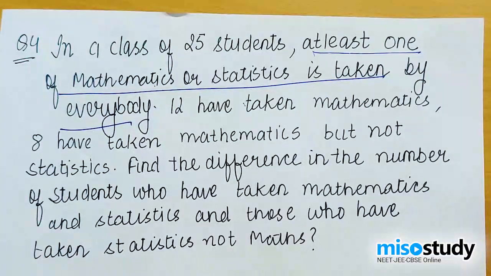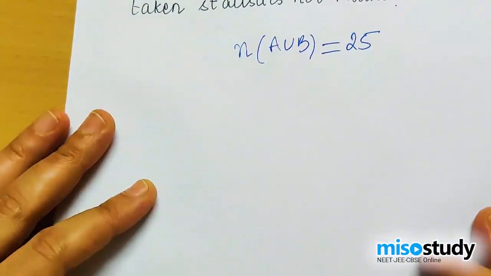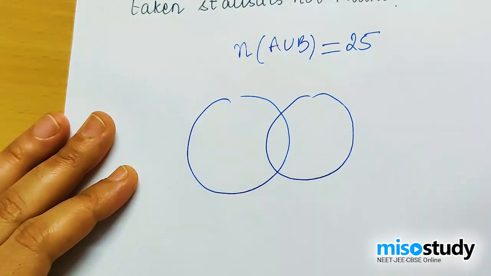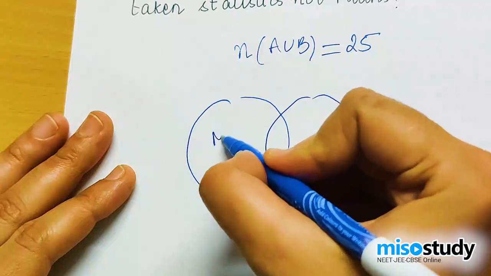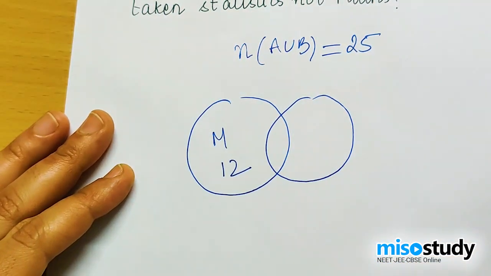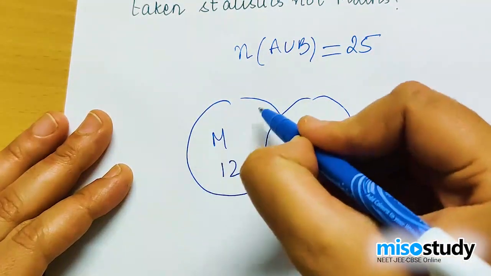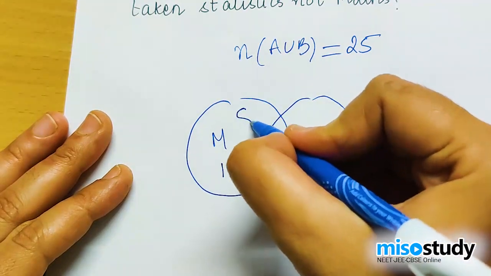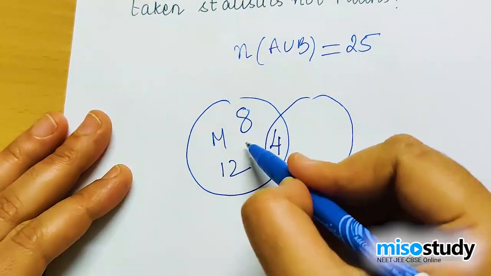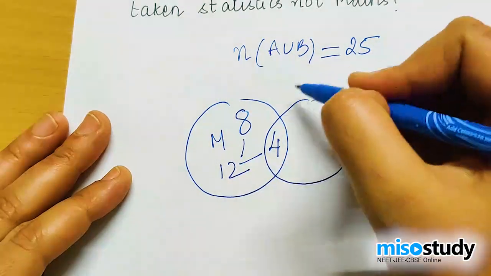12 have taken mathematics, 8 have taken mathematics but not stats. So let's just make this. It's given that 12 have taken mathematics. So the ones taking mathematics are 12. And 8 are those which have taken mathematics but not stats. That means 8 are those which have taken individually just maths. So just maths is 8, while having both maths and stats is 4, which makes a total of 12.